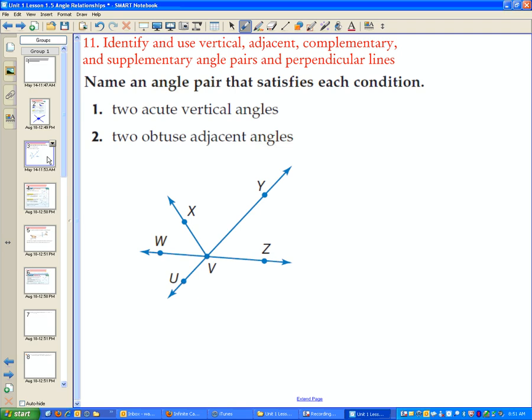So, name an angle pair that satisfies each condition. We need two acute vertical angles. Now, vertical angles are formed when you have intersecting lines. So, see ray VX? It's in the way. Mentally erase that. And now do you see where we get our vertical angles? This one and this one are a pair of vertical angles. This one and this one are the other pair of vertical angles.